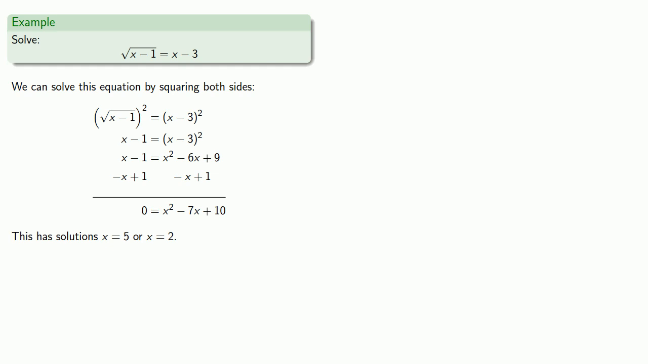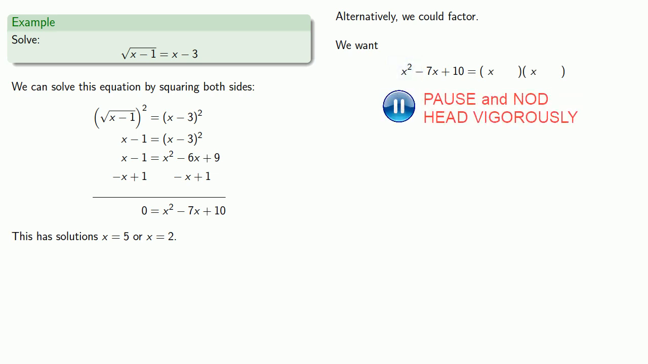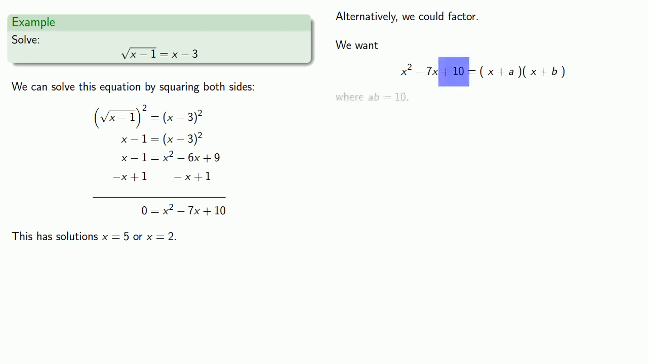Now, the advantage of the quadratic formula is that it always works on any type of quadratic and doesn't require a lot of trial and error. But if you want something that doesn't always work, doesn't always apply, and involves a lot of extra work, we could try to factor. So we want x squared minus 7x plus 10 to be the product of two things. Our first terms have to multiply out to x squared, so they have to be x and x. Our second terms have to multiply out to plus 10, so they've got to be a and b, where ab is equal to 10. And we list every possible pair of numbers that multiply to 10.